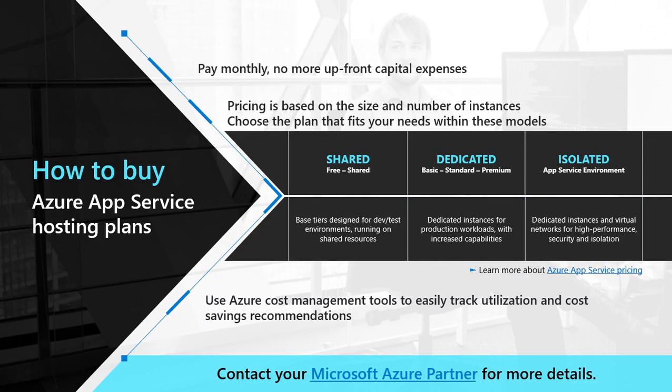So coming to Azure App Service, how do I buy this? In a nutshell, I have bucketed it into three categories: shared, dedicated, and isolated. That means there are free, basic, standard, premium, many tiers. So I just put it into three. What do you have to be concerned about? You'll have to think, okay, if you are trying to make it for production purposes, go for the dedicated tiers. So a dedicated instance for production workloads with increased capabilities.